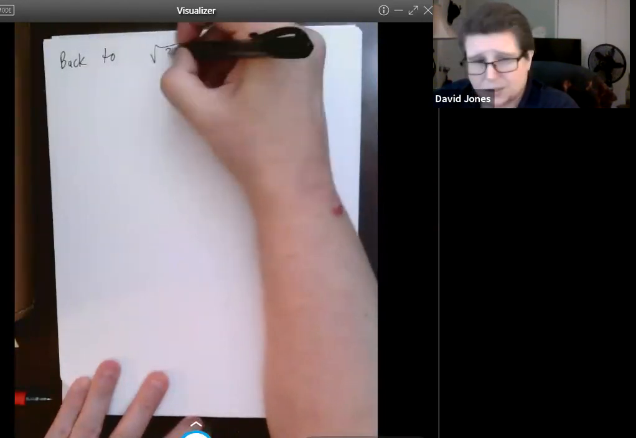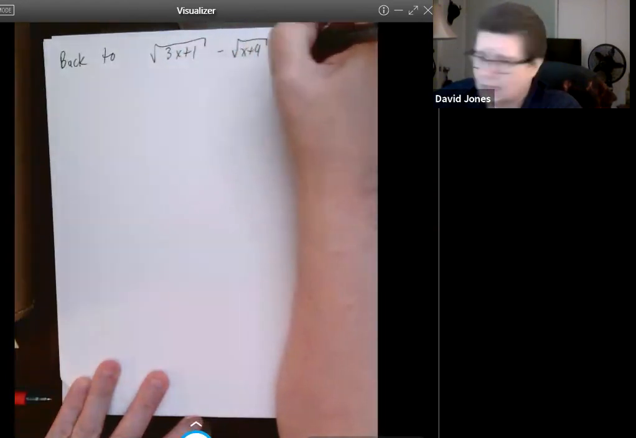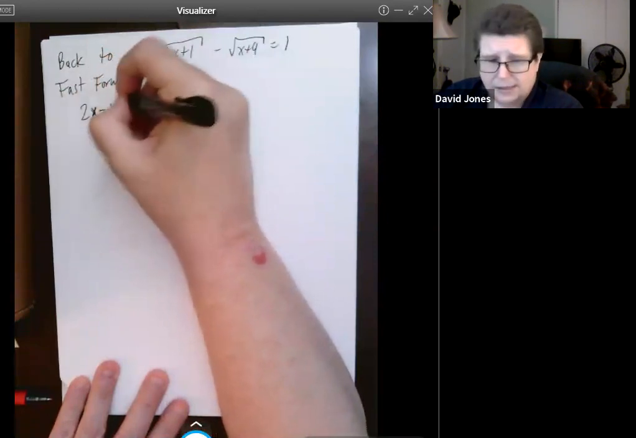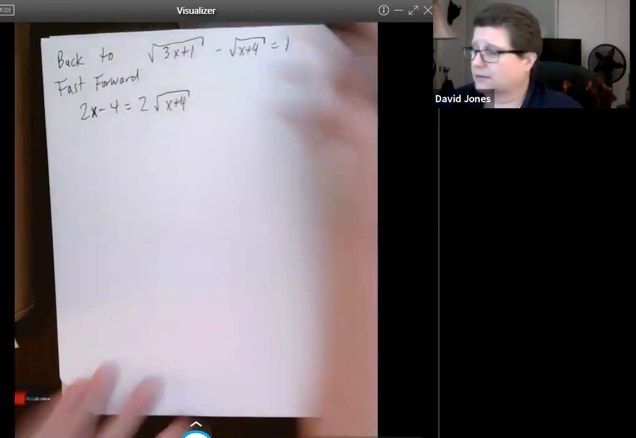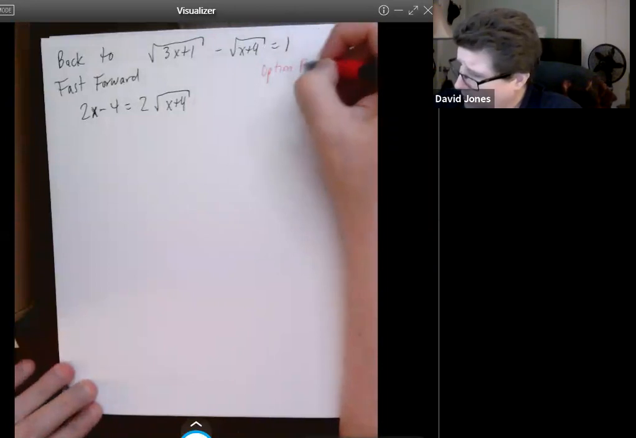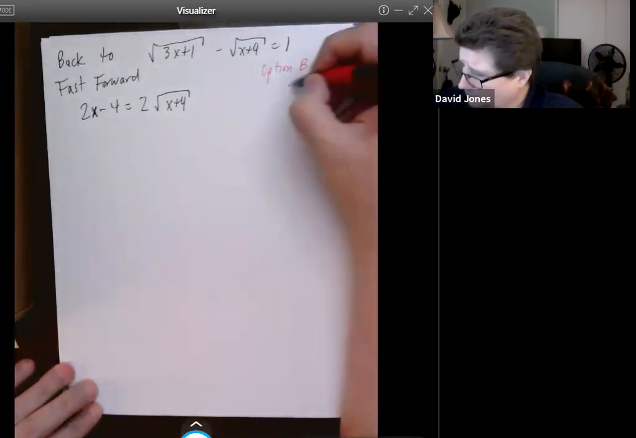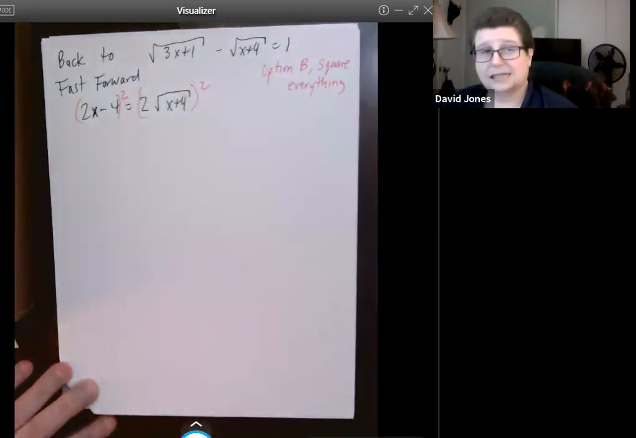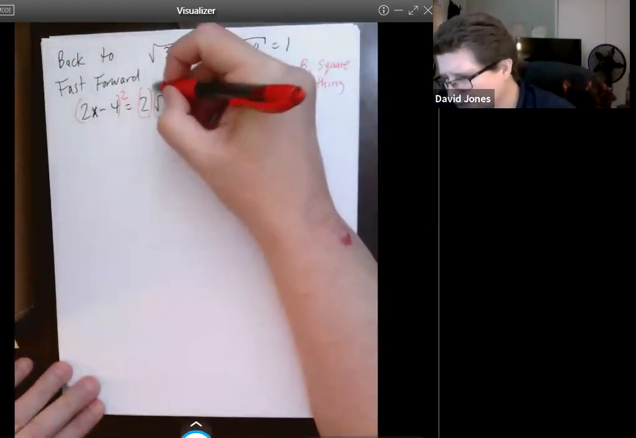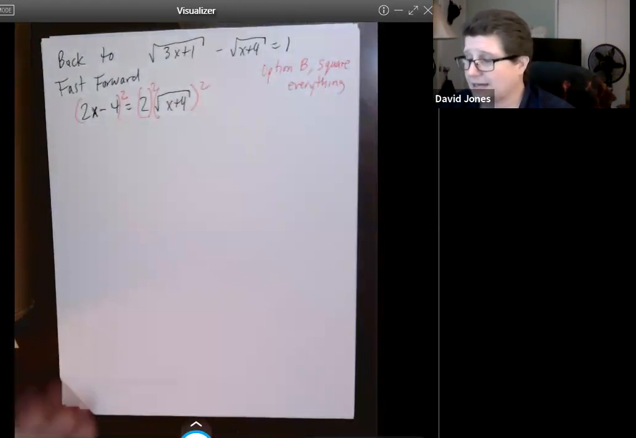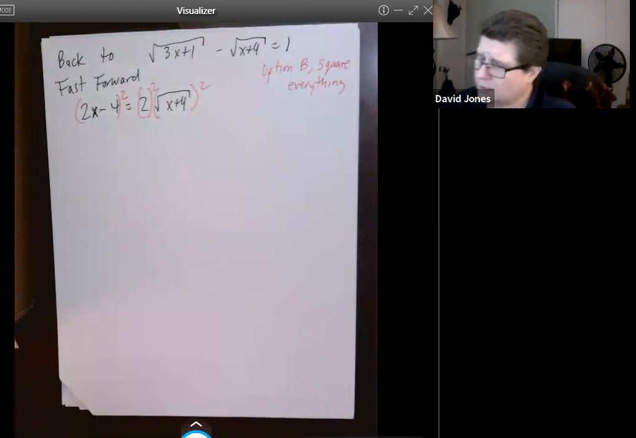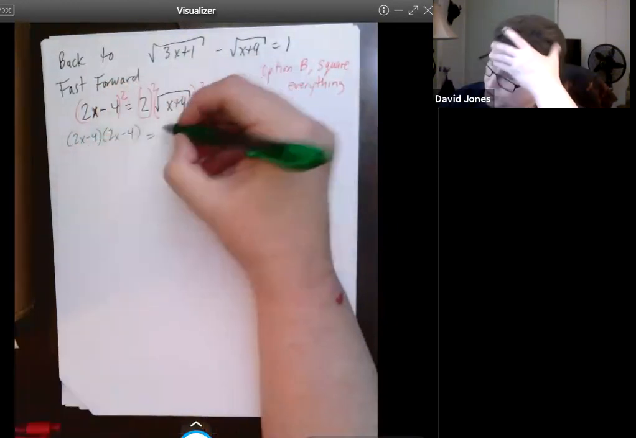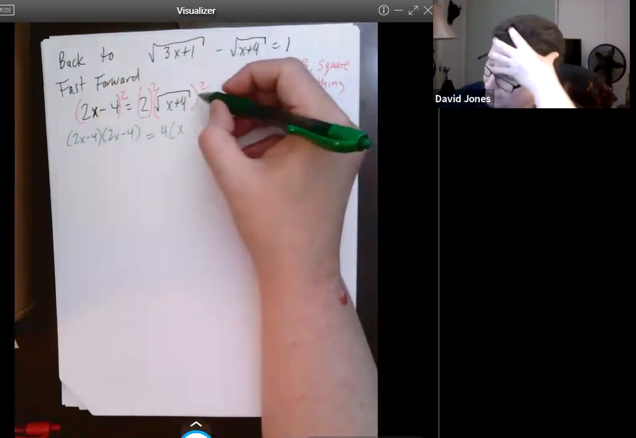So we started off with 3x plus 1 minus the square root of x plus 4 equals 1. Fast forward to 2x minus 4 equals 2 times the square root of x plus 4. Now we'll do option B. Square everything. And squaring everything on the right really means squaring the 2 and squaring the radical. Anything that's multiplied together, you square both of them. So this is 2x minus 4 times 2x minus 4 equals 2 squared, which is 4, times x plus 4, since the radical squared is x plus 4.